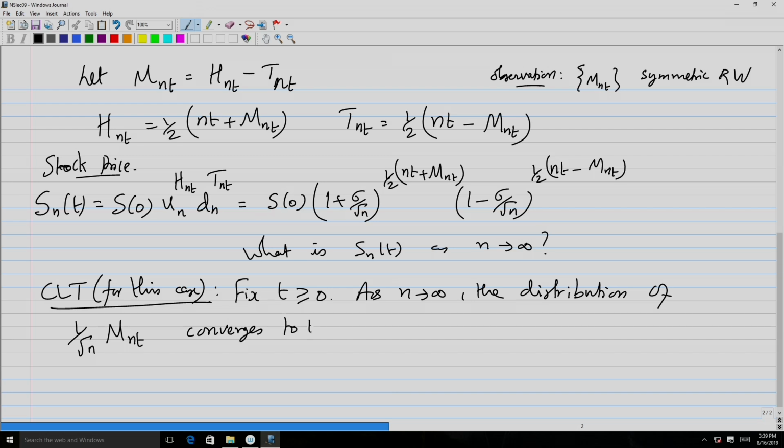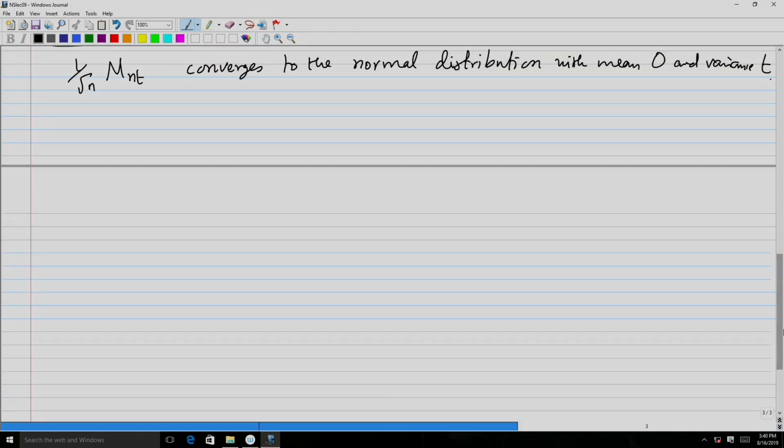converges to the normal distribution, or Gaussian distribution, whichever we want, with mean 0 and variance t. So, this is the central limit theorem specialized to this particular sequence of random variables that we have here, M_{n_t}. Or you take it that this is what is happening for appropriately defined M_{n_t}, whichever way you look at it. So, this is the result that we have.